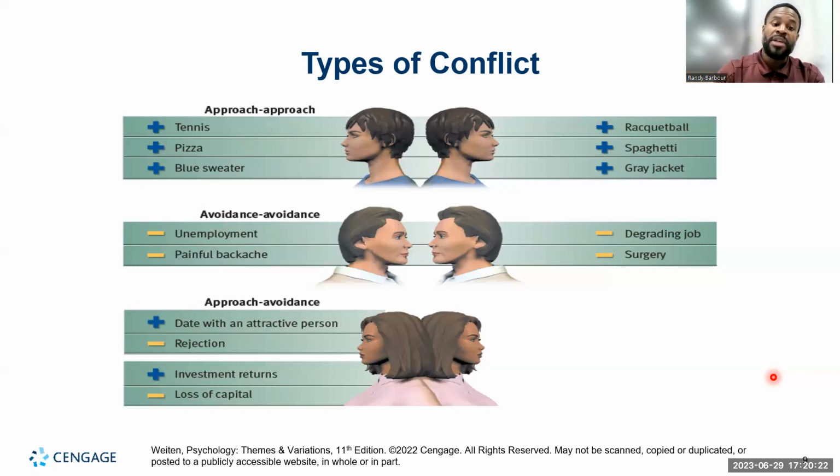And then you have what we call approach-avoidance, and this is an instance where when you make a decision, you have to take a risk on something else happening.